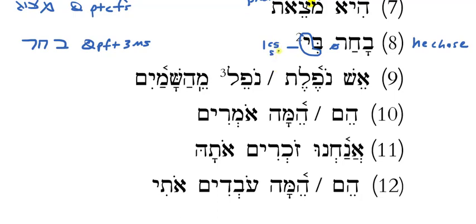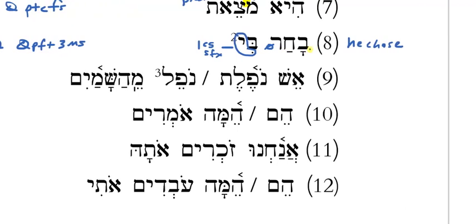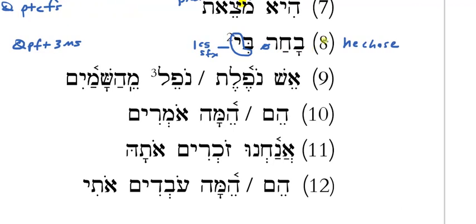Keurig yod at the end, that's a 1cs suffix, right? So should I translate this as he chose in me? Nope. What did we learn about this verb when we learned it last chapter? It marks its direct object with the preposition bet, but you don't translate the bet. So he chose me. Just go straight to the pronoun and translate that. He chose me. Okay?